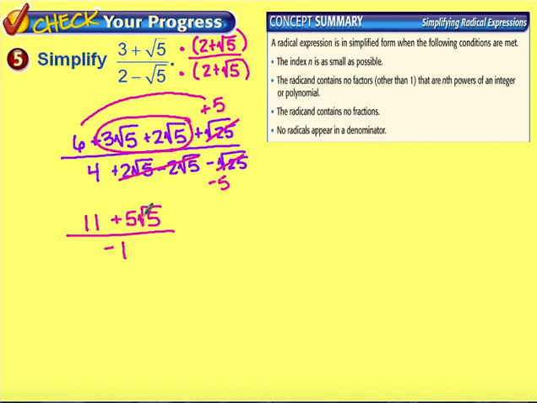Now I can divide both of those terms simply by negative 1, so let's watch what happens when I do that. I have here 11 divided by negative 1 is negative 11, and 5 square roots of 5 divided by negative 1 is negative 5 square roots of 5. So you can see that we've kind of lost the division altogether in that problem, making that much simpler.